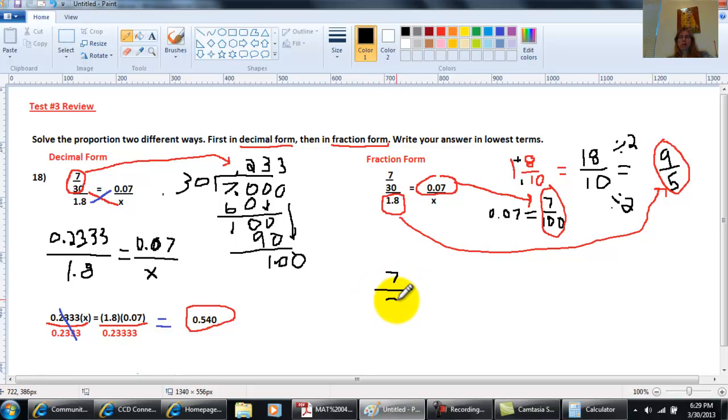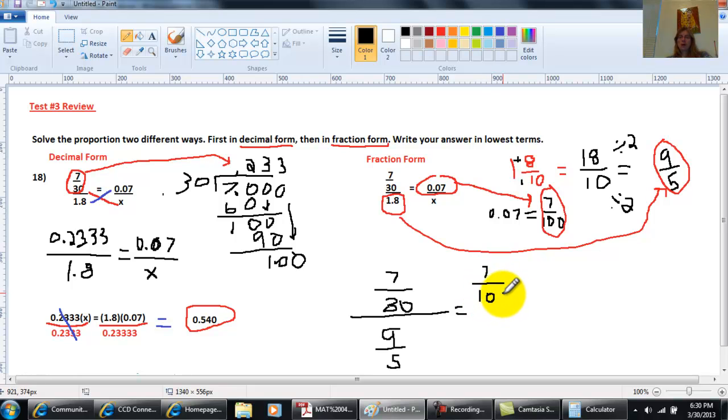7/30ths, and you have to really be careful. We're going to put that over, I'll make that bigger so we realize there's a bigger fraction there. 1.8 is now 9/5, so that's going to go over 9/5, and we'll set that equal to 0.07, which is now 7/100ths, and that goes over the x.